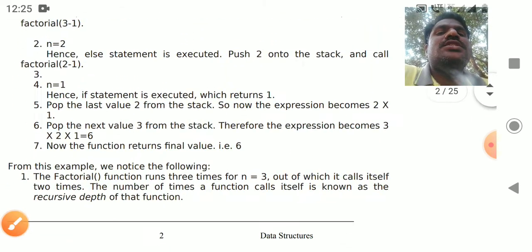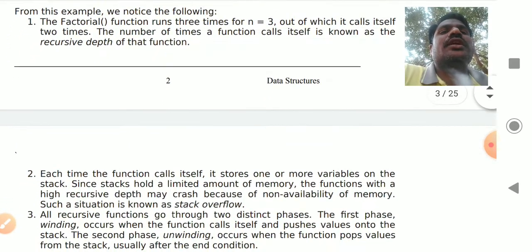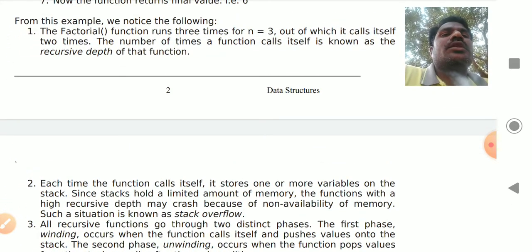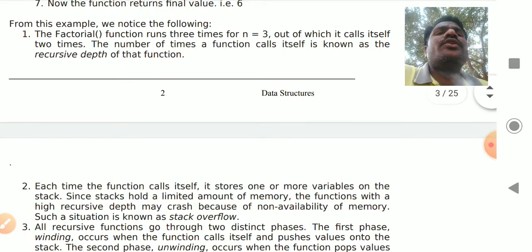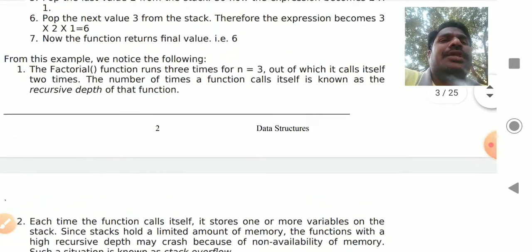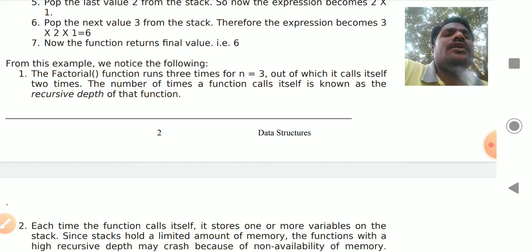So, this is the way the stack is used in the recursive function. In the recursive function concept, there are some terminologies we have to know. The factorial function runs 3 times for n is equal to 3. Whenever n is equal to 3, the factorial function is called one time, down to n is equal to 1.